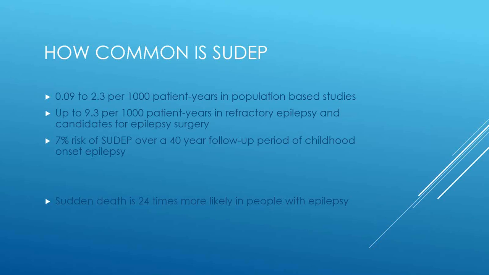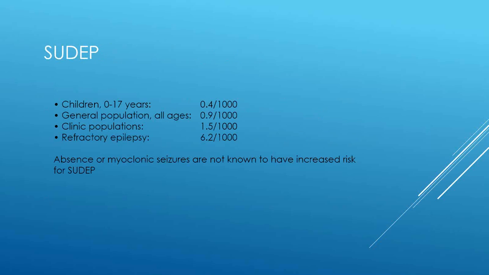How common is SUDEP? It's not very common. It occurs in 0.1 to 2.3 per 1,000 patient years in population-based studies. But it's up to 9 per 1,000 in refractory epilepsy and the patients who are evaluated for epilepsy surgery. Sudden death is 24 times more likely in people with epilepsy. It's uncommon in children, and as I mentioned previously, it's more common in refractory epilepsy. It seems that absence or myoclonic seizures are not increasing risk of SUDEP.